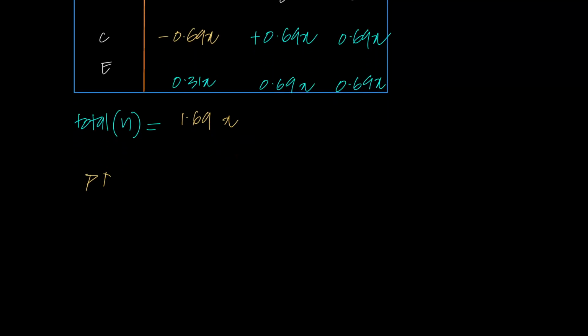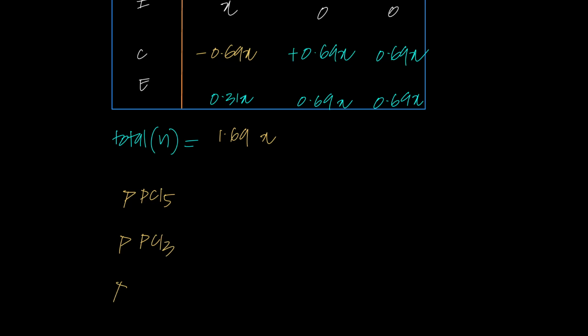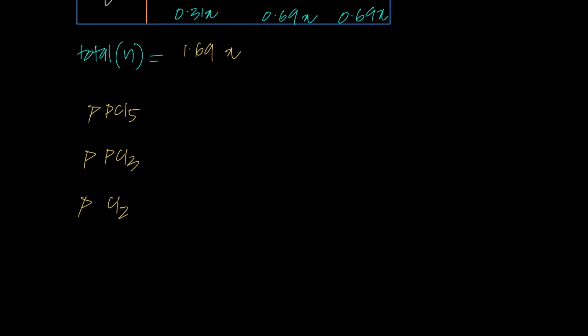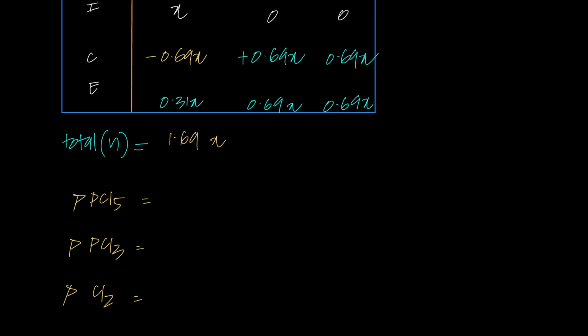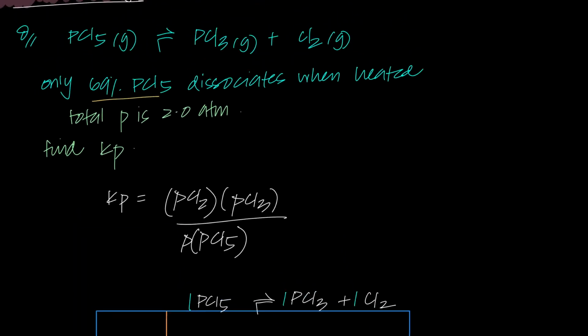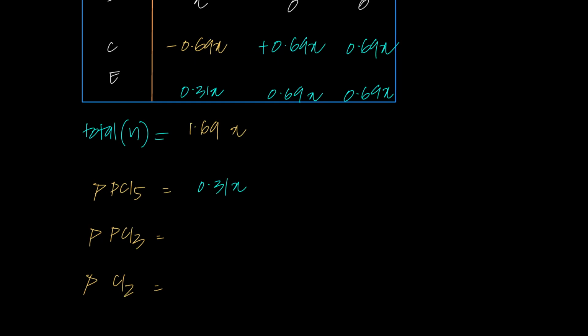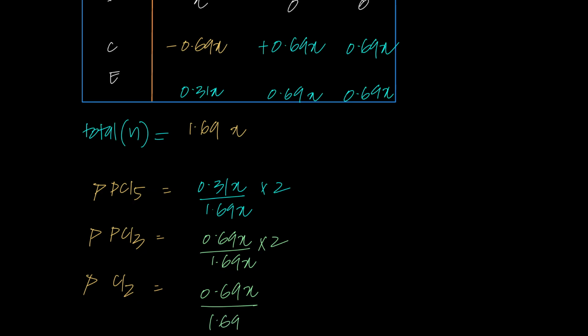Don't worry. Let's try to do it. Partial pressure of PCl5, partial pressure of PCl3, and partial pressure of Cl2. Partial pressure equals the moles at equilibrium divided by the total moles, times the total pressure, which I have given to you. It's 2 atmospheres. So the moles at equilibrium 0.31X divided by the total moles 1.69X times the total pressure 2. Similarly here, 0.69X divided by 1.69X times 2.